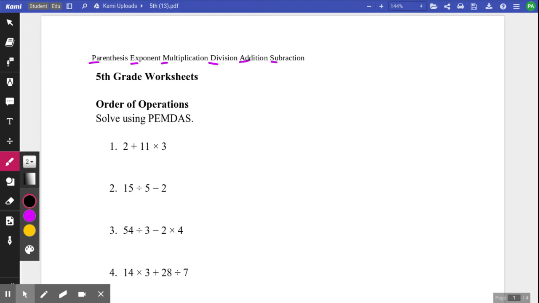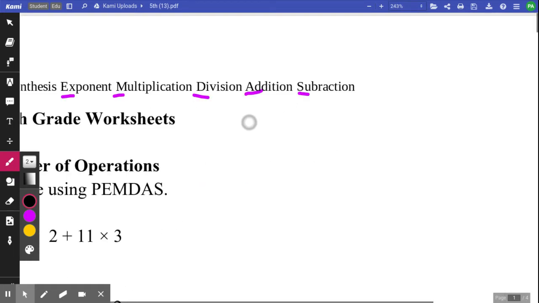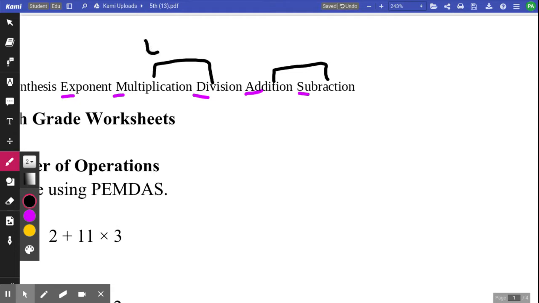Hey guys, so for today's 5th grade worksheets, we're going to be starting off with order of operations. So we're going to use PEMDAS, and it stands for parentheses, exponent, multiplication, division, addition, and subtraction. Besides the exponent, we're going to have to work on the rest. And remember, when it comes to multiplication, division, and addition and subtraction, no matter which order the operations are, you always go left to right.